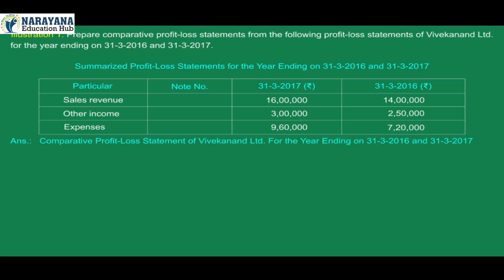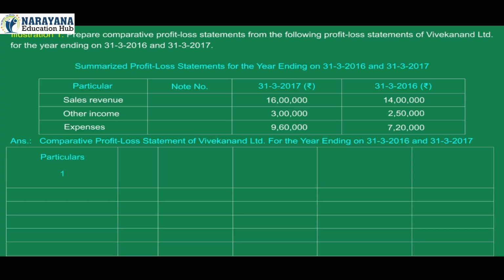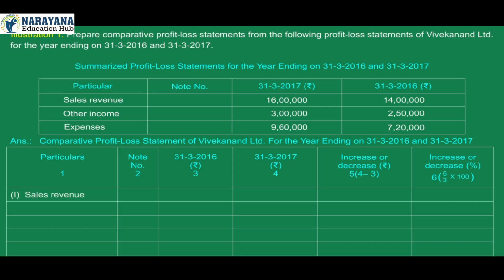Answer. Comparative profit and loss statement of Vivekanand Limited for the year ending on 31st March 2016 and 31st March 2017. Columns: 1. Particulars, 2. Note number, 3. 31st March 2016, 4. 31st March 2017, 5. Increase or decrease, in bracket 4 minus 3, 6. Increase or decrease in percentage, in bracket 5 divided by 3 into 100. 1. Sales revenue 14 lakh, 16 lakh, 2 lakh, 14.29%. 2. Other income 2 lakh 50,000, 3 lakh 50,000, 20%.